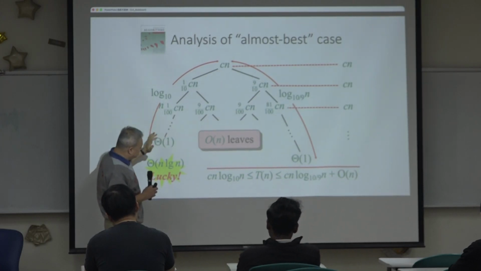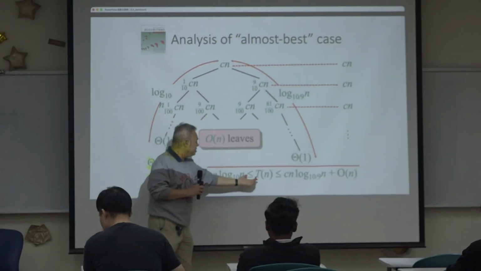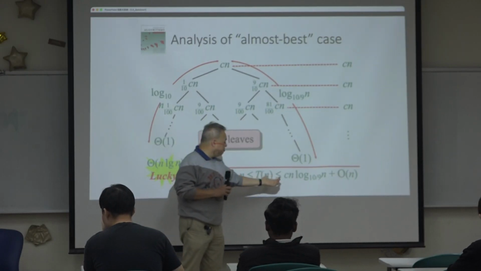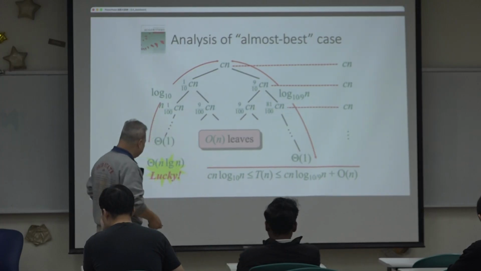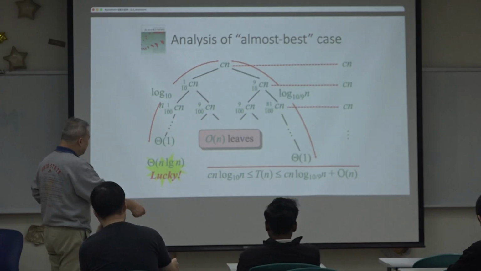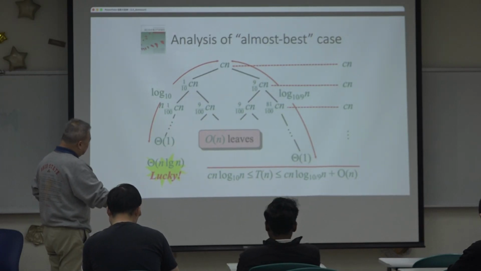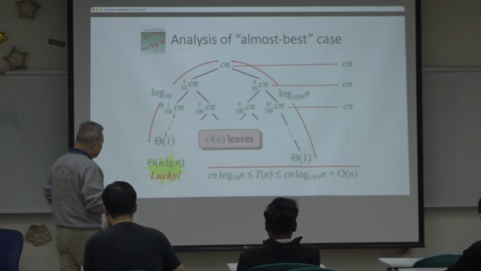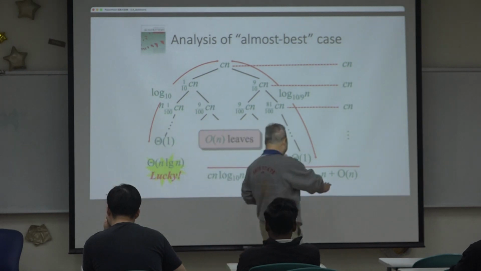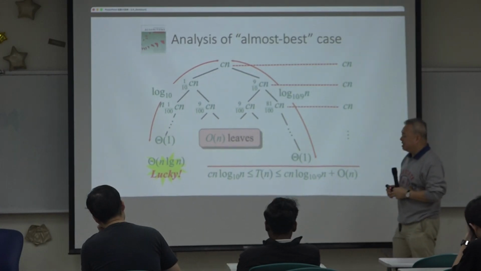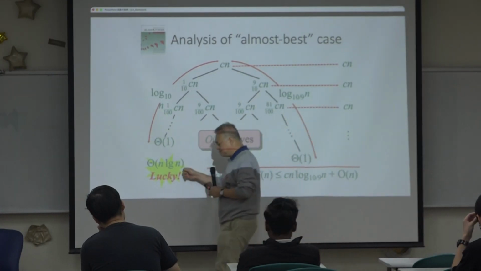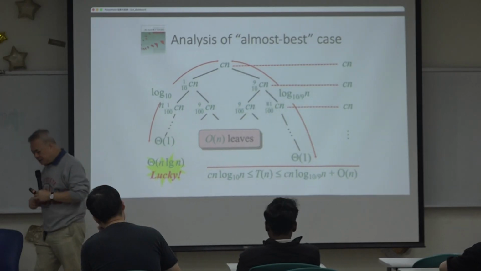So the time complexity is somewhere in between these two. But it is obviously unknown. I mean, the big O of n is useless. It's dominated by the higher order, so this is not important. So we can see that the complexity is this one.